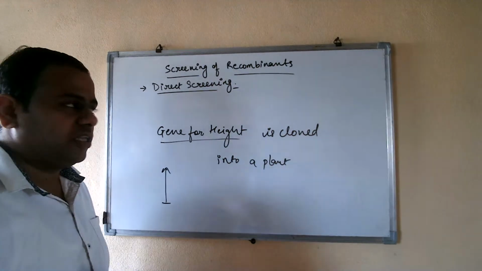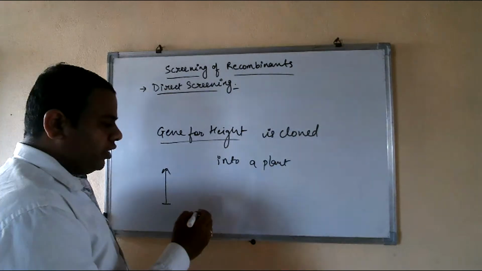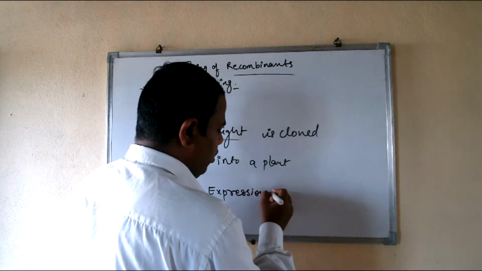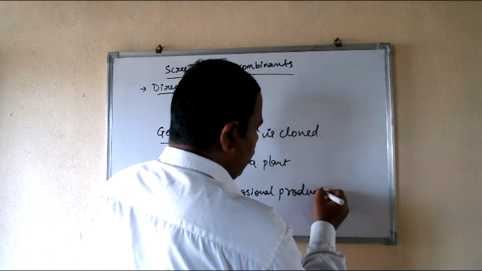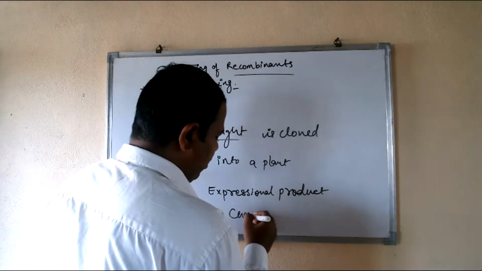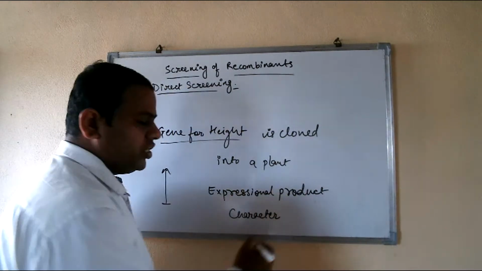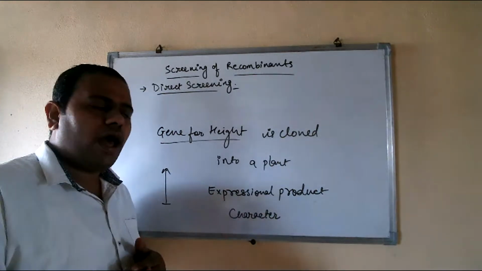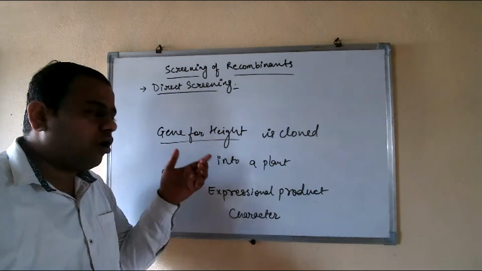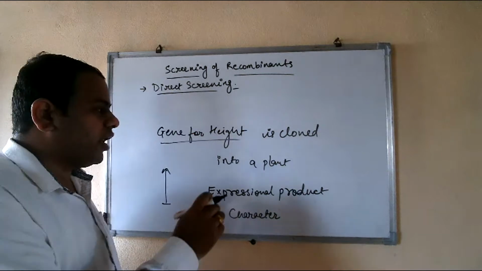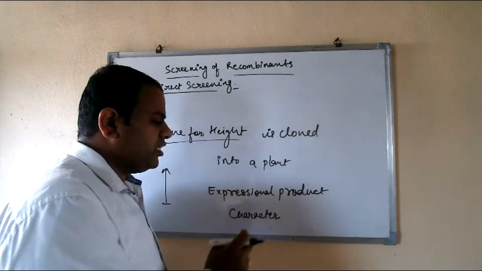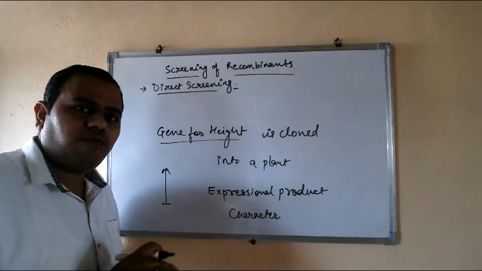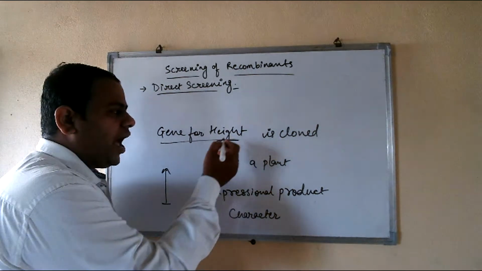This is called direct selection, means directly you are getting the expressional product, or the character that the particular gene is responsible for. If you have cloned a particular gene into an organism, that gene is expressed and its character is visible. Just like in this example, a particular dwarf plant is there and I have inserted a gene for height into that dwarf.